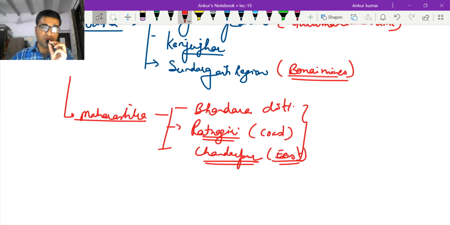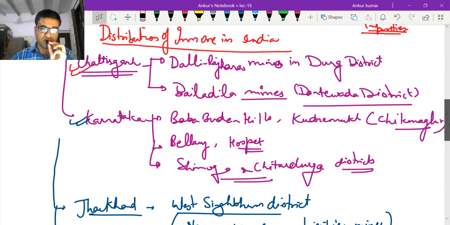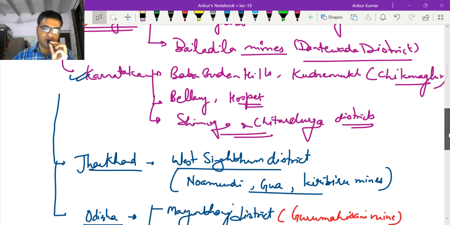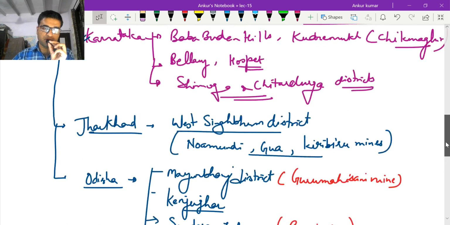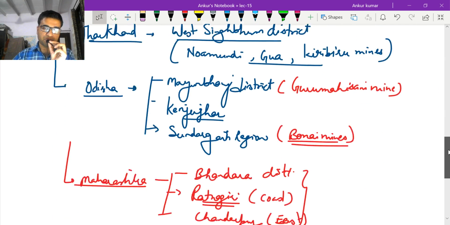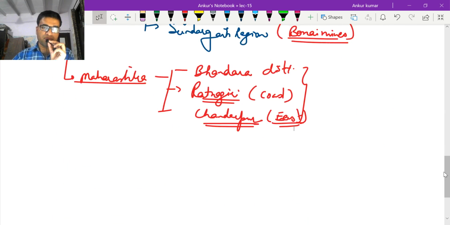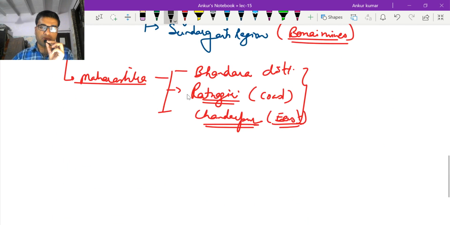Okay, so we did the 5 states. Let us once more revise these 5 states. One is Chhattisgarh, two main regions, Dalli Rajhara and Bailadila. In Karnataka, Baba Budan, Hospet, Bellary and Shimoga. Jharkhand, West Singhbhum, where three mines we have to remember, Noamundi, Gua and Kiriburu. In case of Odisha, three areas again, Mayurbhanj, Kendujhar and the Sundargarh region. And in case of Maharashtra, Bhandara district, Ratnagiri, and third one is Chandrapur.